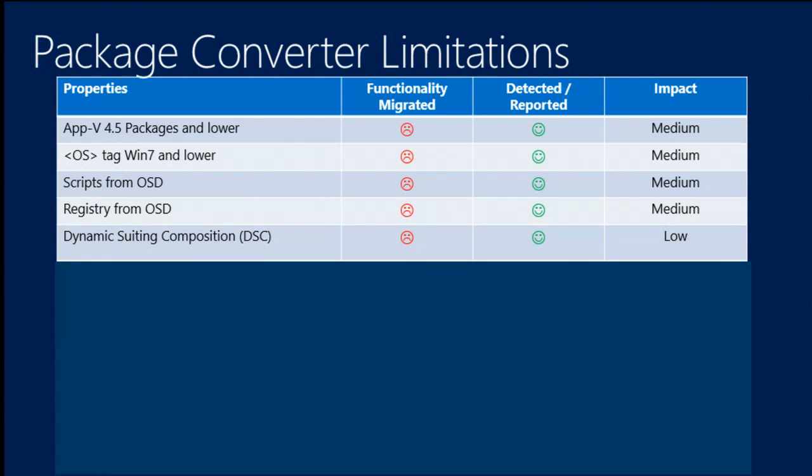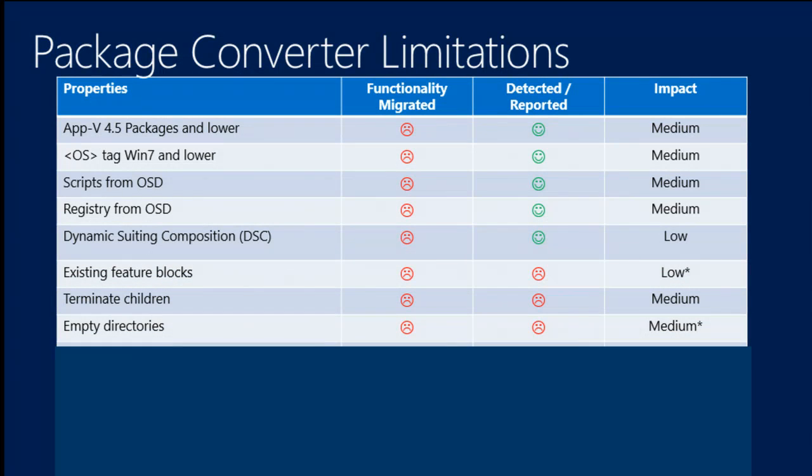So scripts from the OSD files, if you have any scripts, registry tags in the OSD files, dynamic suite composition in the OSD files is not migrated, but it does get detected. So you have a pretty good idea of the applications that might require some additional work. And this functionality is still available in the AppV5 customization file. So you can still add those to your environment, to your application package after it gets converted, because these are not blockers for the conversion process. It will just not migrate that piece of functionality.